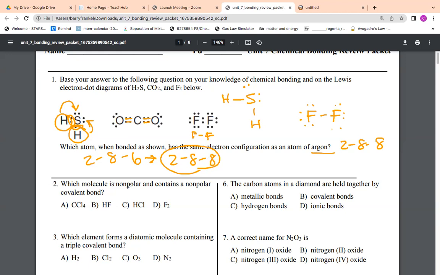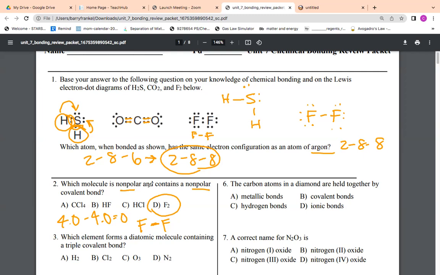Number 2, which molecule is nonpolar and contains a nonpolar covalent bond? We have CCl4, HF, HCl, and F2. This one should really be the one that we just know off the bat is nonpolar. The bond between F and F is nonpolar because they're the same element. Electronegativity for fluorine is 4, so 4 minus 4 is 0. This falls into the nonpolar range. As long as the bonds between your atoms are nonpolar, then regardless of its shape, the whole thing will also be nonpolar.